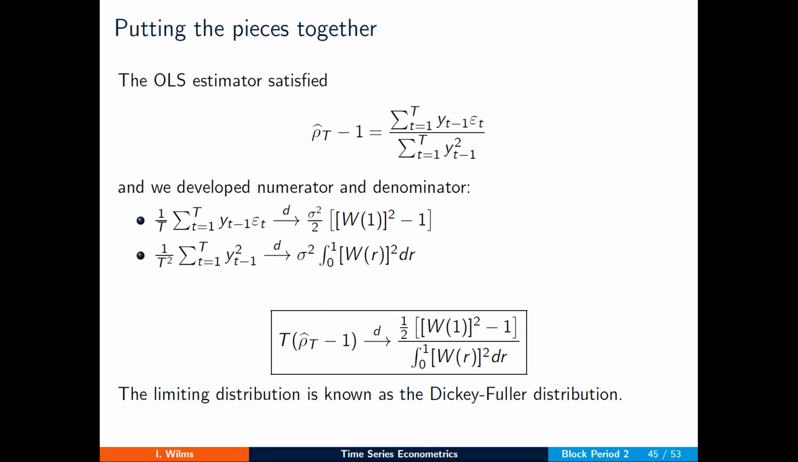So the asymptotic rate of convergence t is actually faster than in stationary asymptotics, which was root t. And the limiting distribution that we get is the so-called Dickey-Fuller distribution.